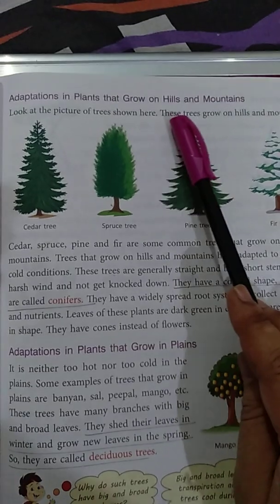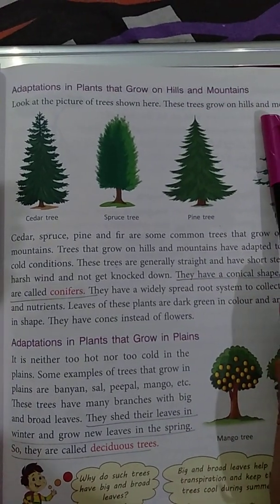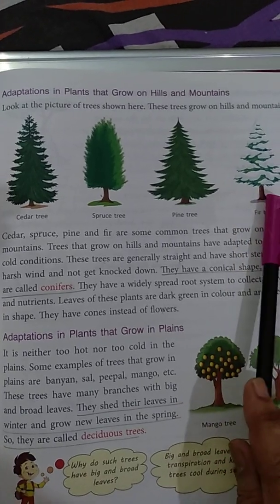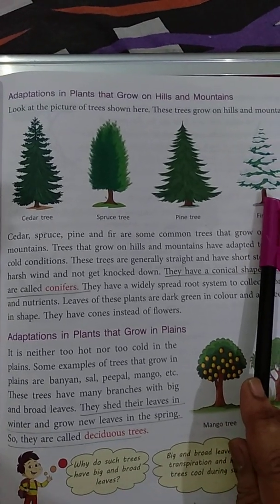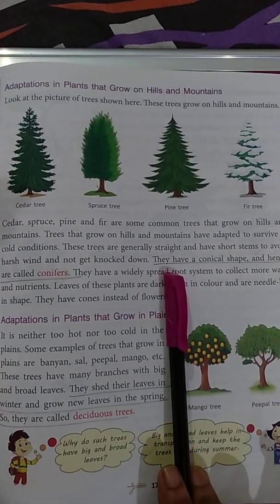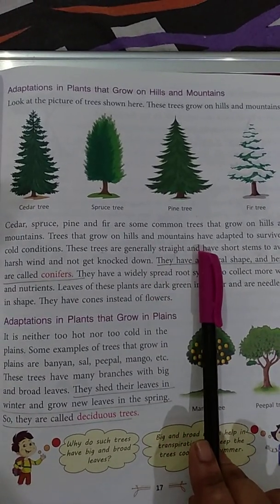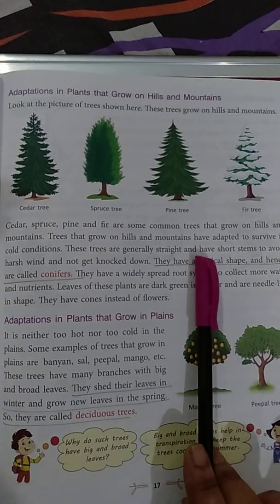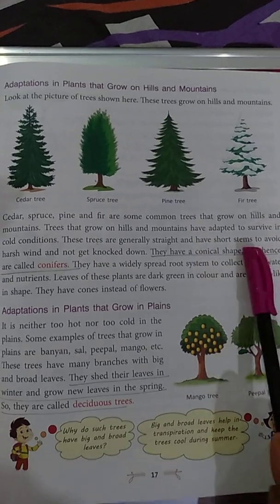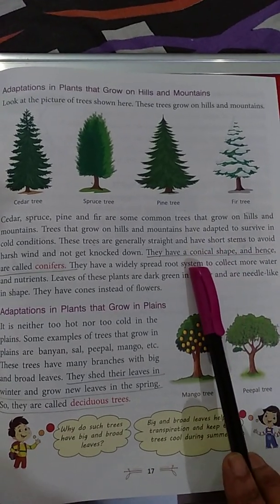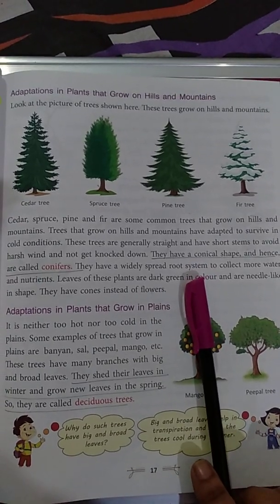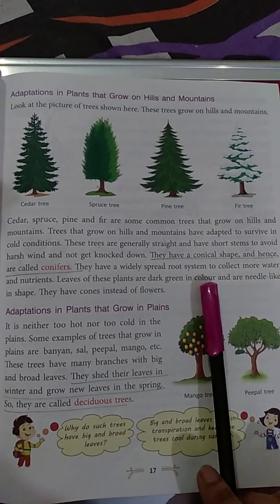Adaptation in plants that grow on hilly areas and mountains. Look at the picture of these trees. These trees grow on hills and mountains, and these are some common trees that grow on hills and mountains. Trees that grow on hills and mountains have adapted to survive in cold conditions. These trees are generally straight and have short stems to avoid harsh wind and not get knocked down. They have a conical shape and hence are called conifers.